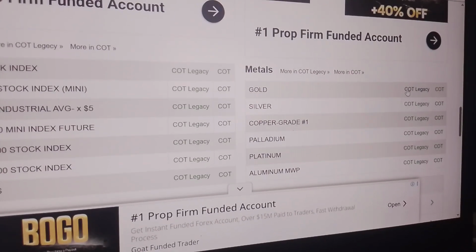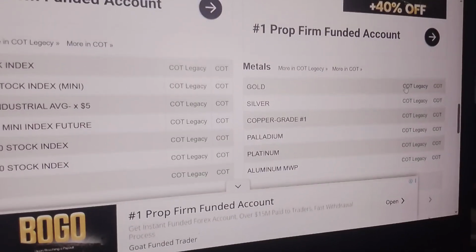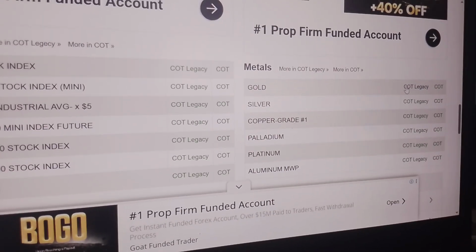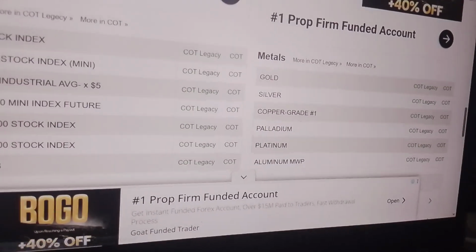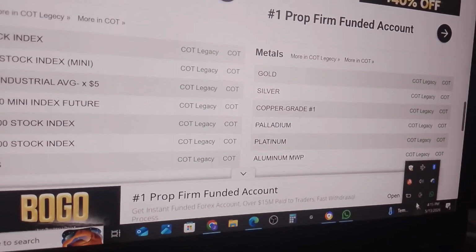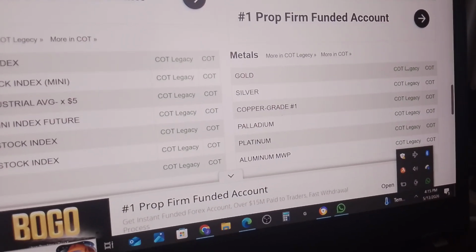Why is it taking too long to load? Why is it taking too long to load this data? Is this laptop connected to internet? I think it is connected to internet.